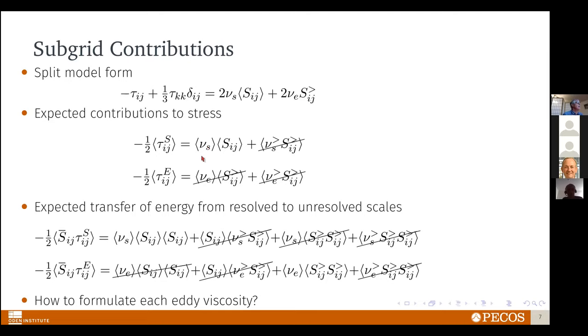Well, we can accomplish that if both nu_s and nu_e are non-fluctuating quantities. So if we can formulate these models in a way that these eddy viscosities don't fluctuate, then this would all work. The same works out for the energy transfer if our viscosities are non-fluctuating. So how do we make all that happen?